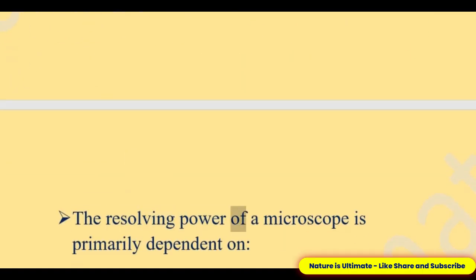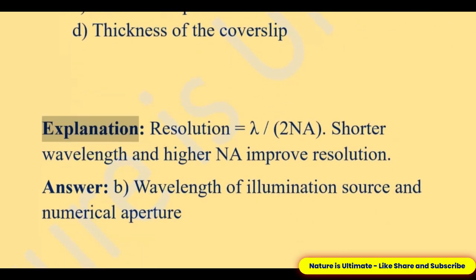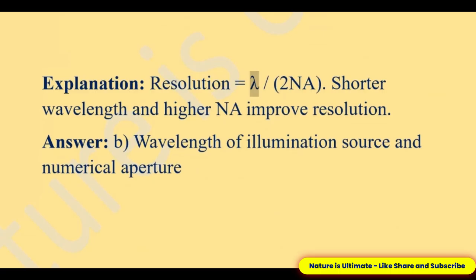The resolving power of a microscope is primarily dependent on: A. Magnification of objective lens. B. Wavelength of illumination source and numerical aperture. C. Size of the specimen. D. Thickness of the cover slip. Explanation: Resolution equals λ/2NA. Shorter wavelength and higher NA improve resolution. Answer: B. Wavelength of illumination source and numerical aperture.